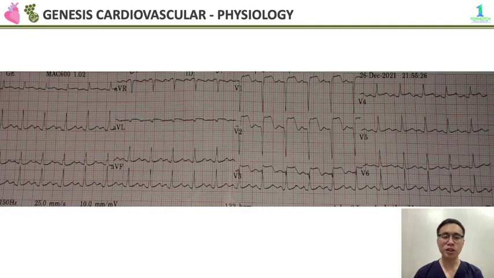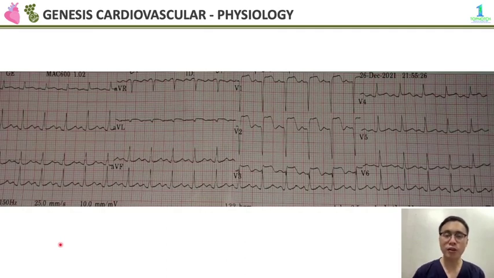First of all, we need to check for the rhythm. My question is, is this rhythm a regular one or is it irregular? Simply by eyeballing, you can see that the intervals between the R to R are all equal, right? So R to R, R to R, R to R, they are all evenly spaced. So this is most likely a regular rhythm.